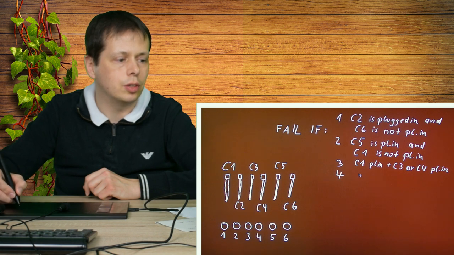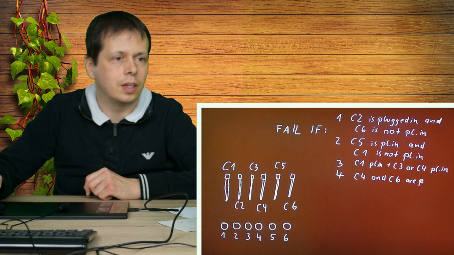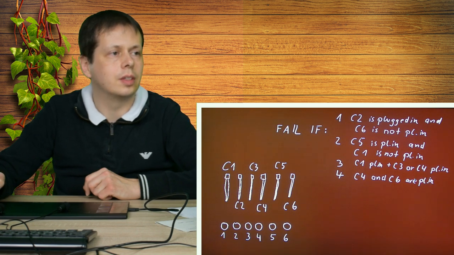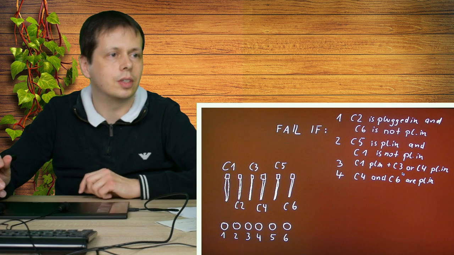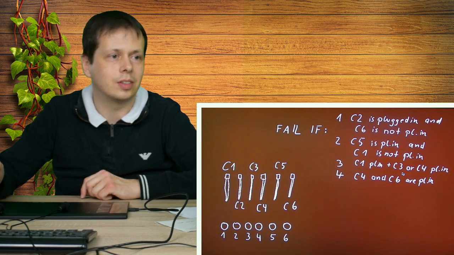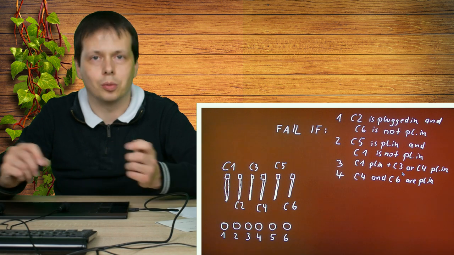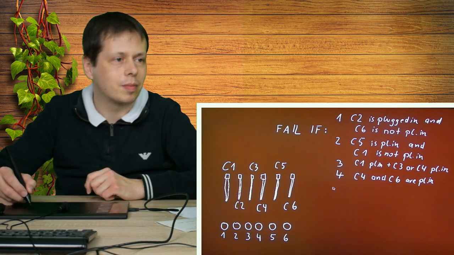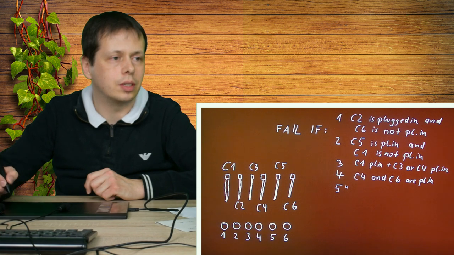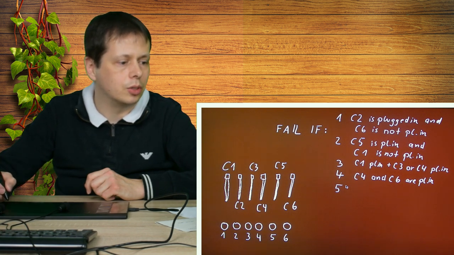So next condition, cable 4 and cable 6 plugged in. So all conditions are the conditions for a fail. Yes. So if you plug in 4 and 6, there will be a fail. No connectivity. And condition 5.